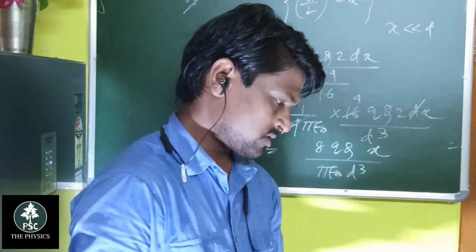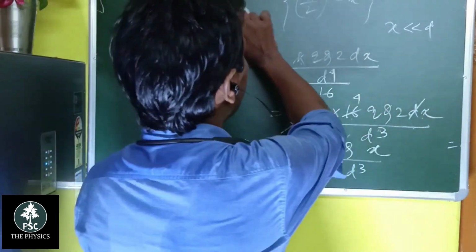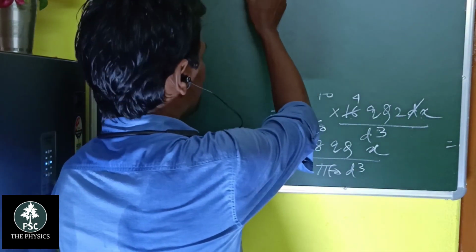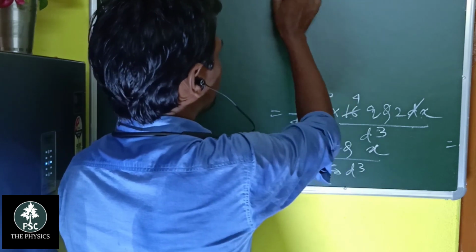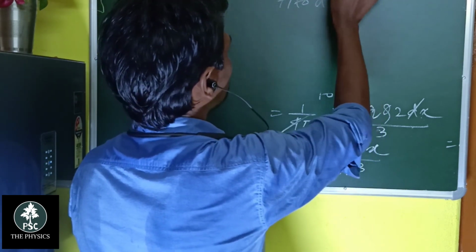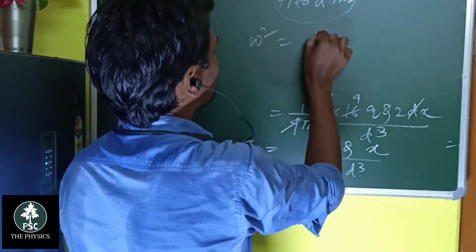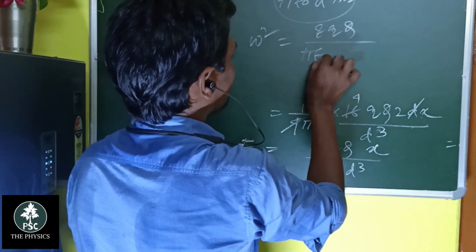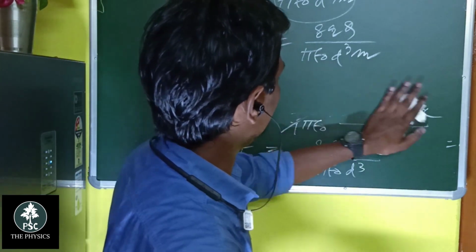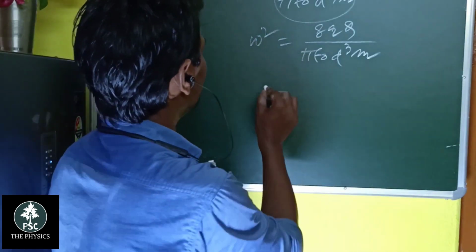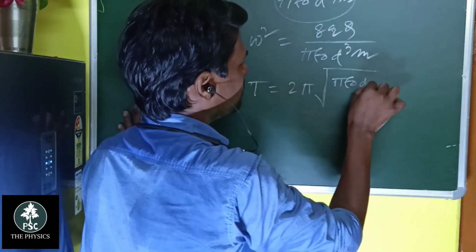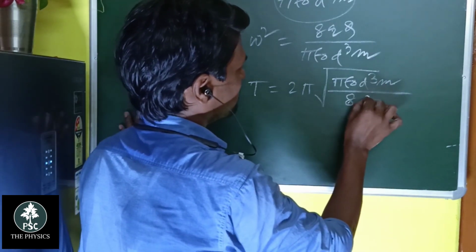So you have to calculate the time period. The force is equal to mass into acceleration. So acceleration equals 8 q capital Q by pi epsilon naught d cube into small m, times x. So this one is omega square. So omega square equals 8 small q capital Q by pi epsilon naught d cube into small m. So omega equals the root of this, and time period equals 2 pi root of pi epsilon naught d cube into small m by 8 q Q.